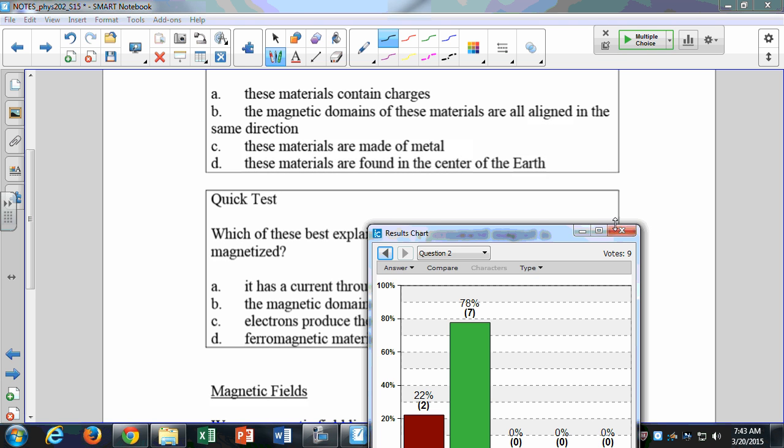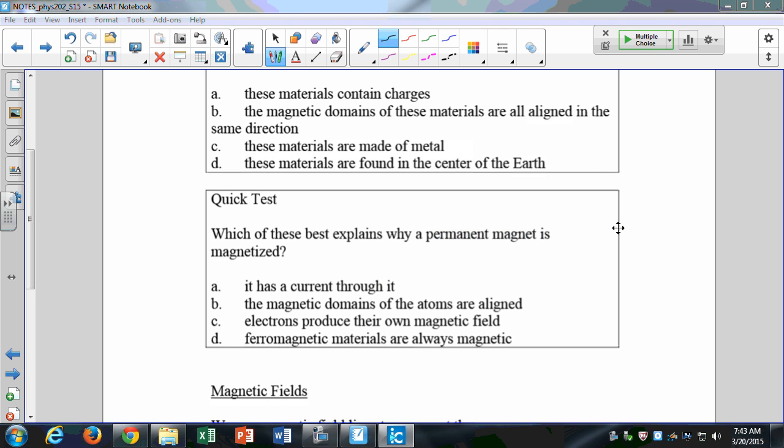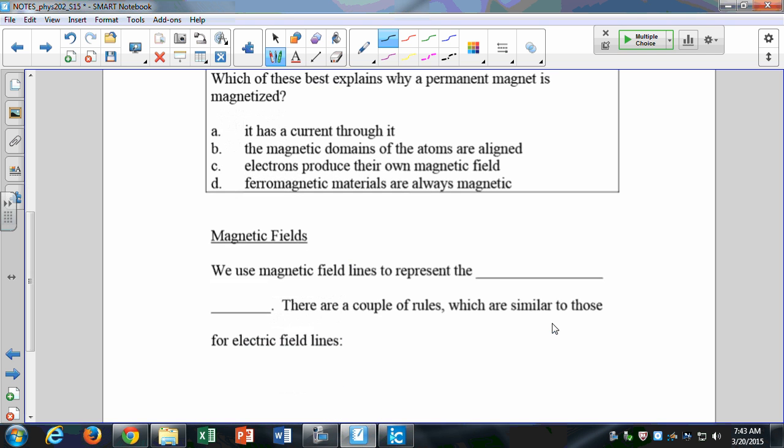Okay, good. Still, because of these magnetic domains, a permanent magnet, in fact, does not have a current through it. You can create an electromagnet by putting a current through a wire. We'll see later that anytime we have a current through a wire, it generates a magnetic field. That was one of the discoveries in the late 19th century that allowed for the production of electric motors and electric generators. But a permanent magnet is a magnet because the magnetic domains are aligned.